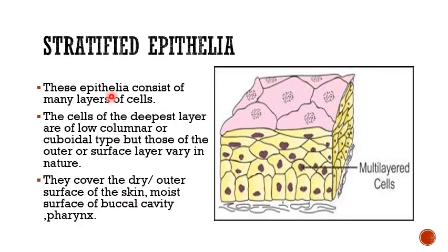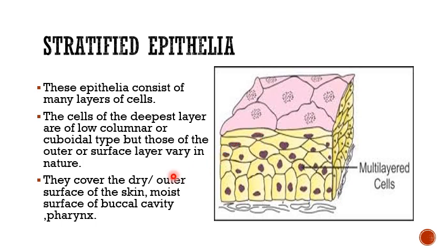So stratified epithelia, these cells consist of many layers. So this is a multi-layered cell structure. The cells of the deepest layer are low columnar or cuboidal, like this. But those of the outer surface vary in nature. They may be cuboidal, columnar, or squamous, depending upon the requirement or the shape of the cell.